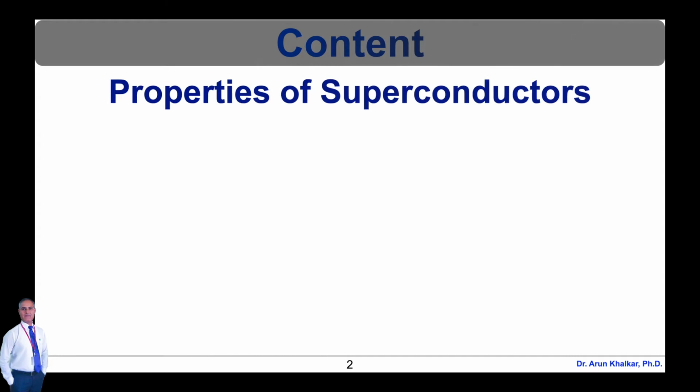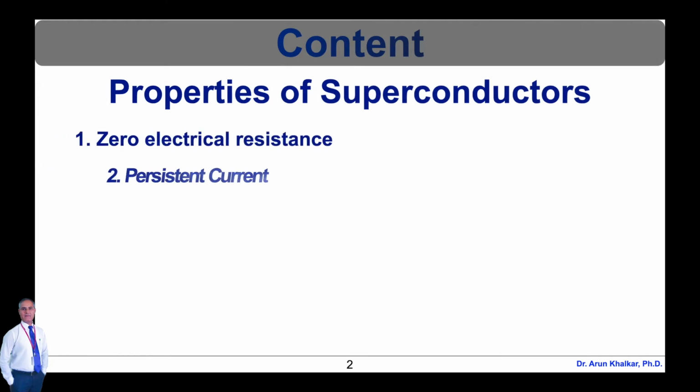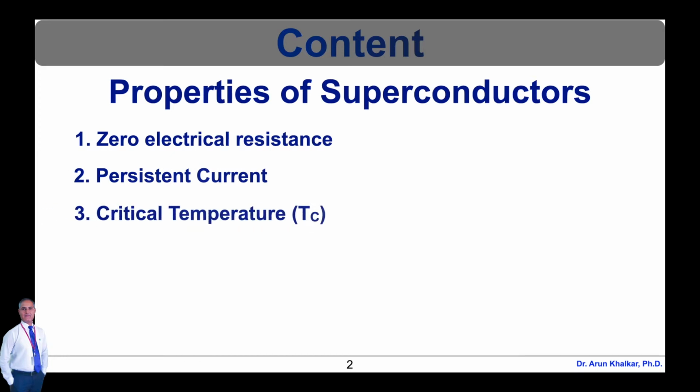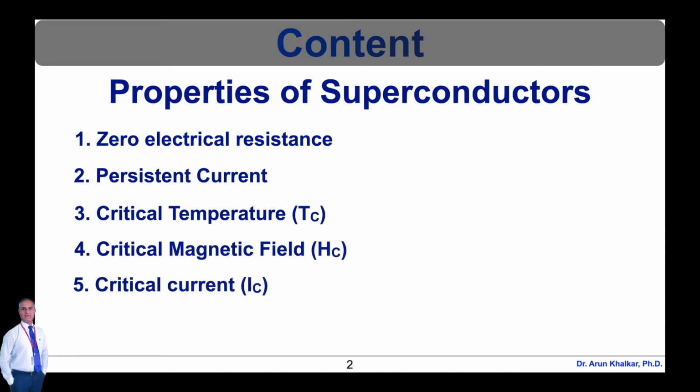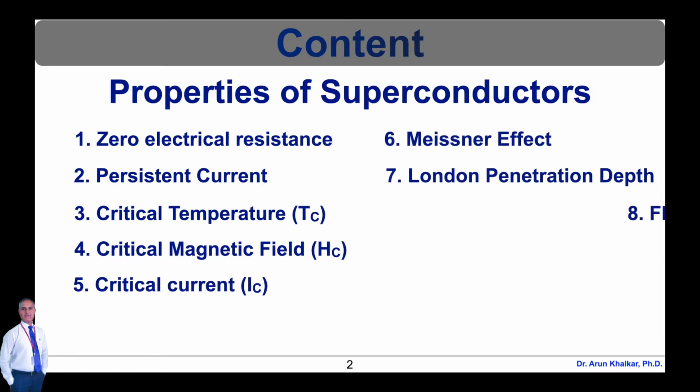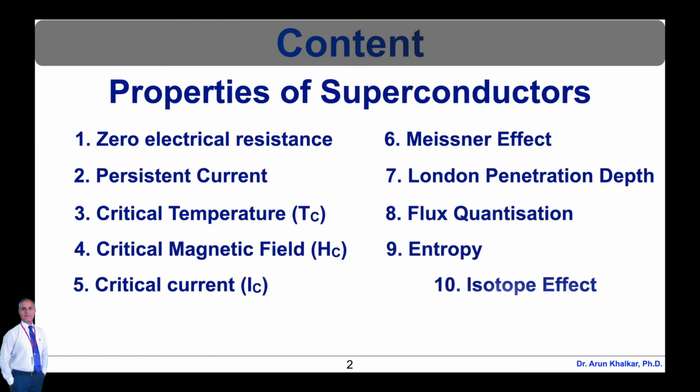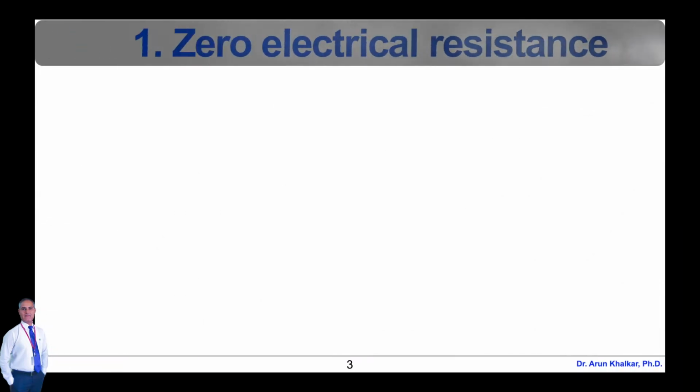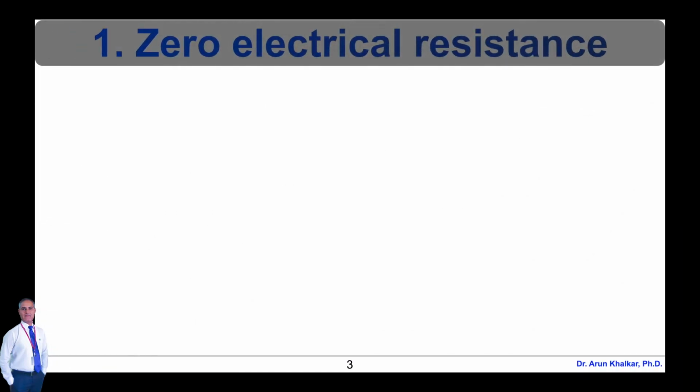I will discuss the properties of superconductors, which include zero electrical resistance, persistent current, critical temperature, critical magnetic field, critical current, Meissner effect, London penetration depth, flux quantization, entropy, and finally the isotope effect. Let's see the first property of superconductors, that is zero electrical resistance.